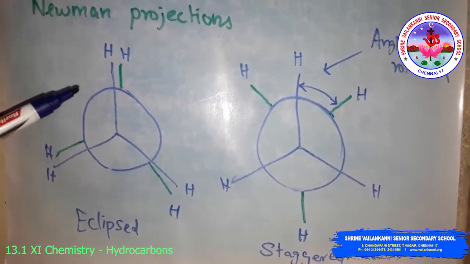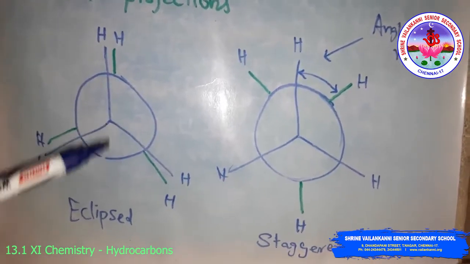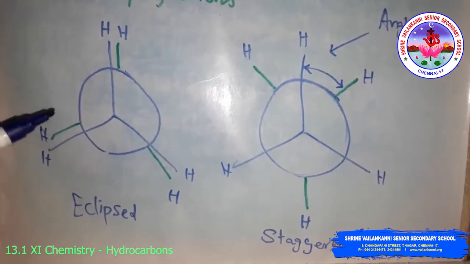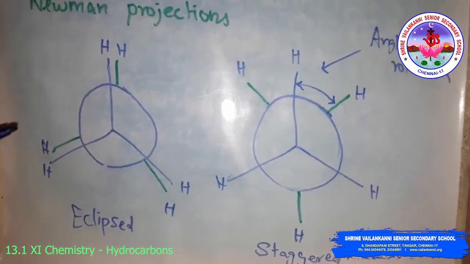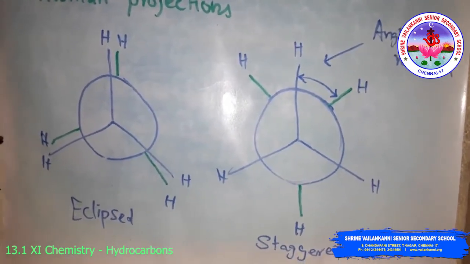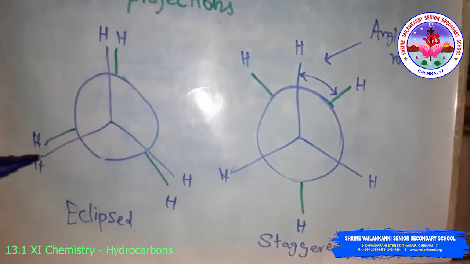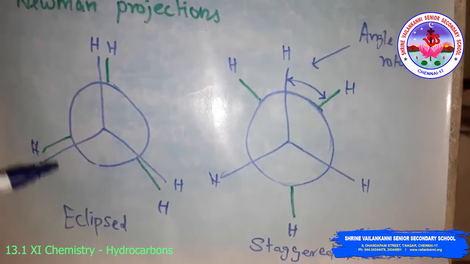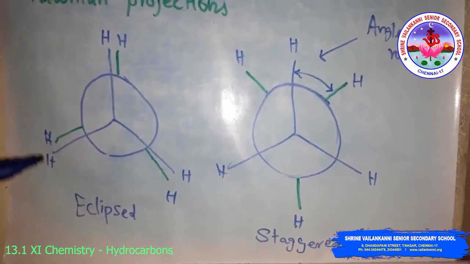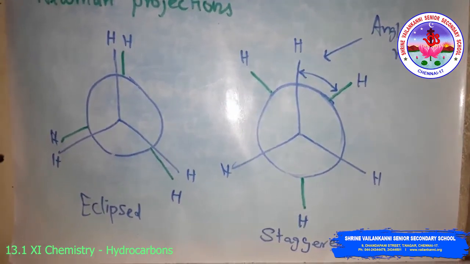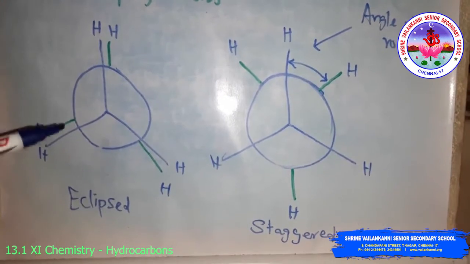On the other hand, when the staggered form changes to the eclipsed form, the electron clouds of the carbon-hydrogen bonds come closer to each other, resulting in increased electron cloud repulsion. With the increased repulsive force, the molecule possesses more energy and has less stability. This repulsive interaction between the electron clouds, which affects the stability of the conformation, is called torsional strain.